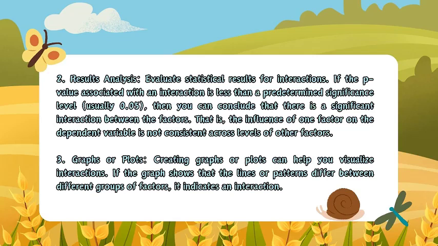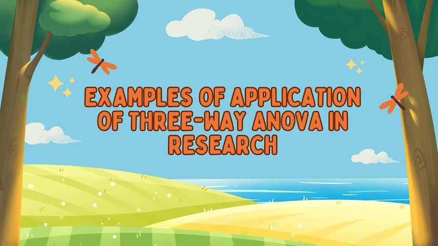Number 3 is graphs or plots. Creating graphs or plots can help you visualize interaction. If the graph shows that the lines or patterns differ between different groups or factors, it indicates an interaction. And the next is examples of application of three-way ANOVA in research.